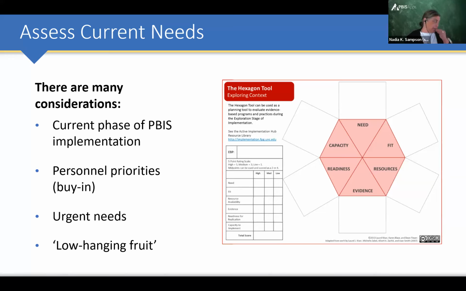Rob Horner always said, go for the low-hanging fruit. And his phrase for that was always, what can you do? What's the smallest thing you can do that's going to give you the biggest bang for your buck?